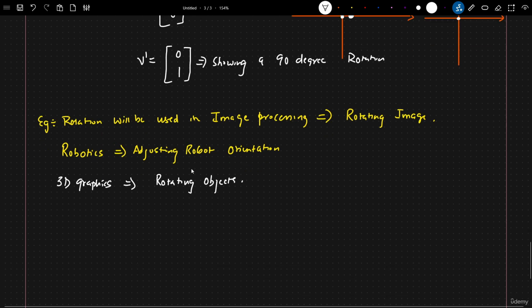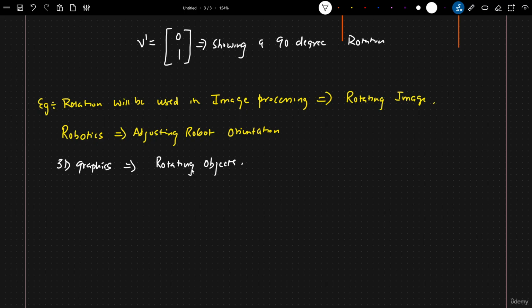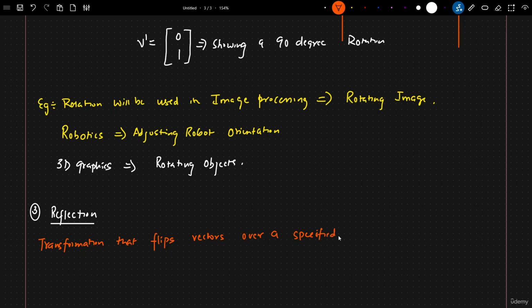Now one more example can be reflection. One more application that I can provide you is something called reflection. So vector transformation is also used in reflection. What does reflection mean? It is a transformation that flips vectors over a specified axis or plane. Okay, flipping the vector.